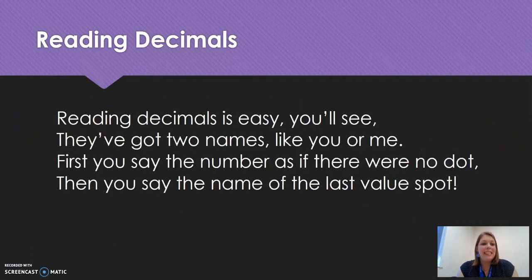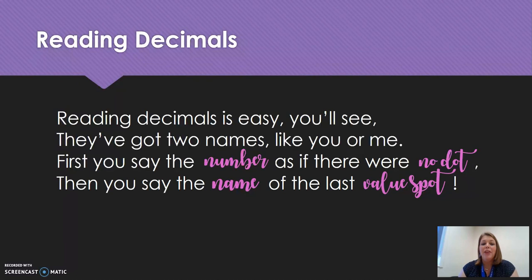So reading decimals, here is a little poem that some people find really helpful to work out how we can read a decimal number. It says, reading decimals is easy. You'll see they've got 2 names like you or me. First you say the number as if there were no dot. Then you say the name of the last value spot.